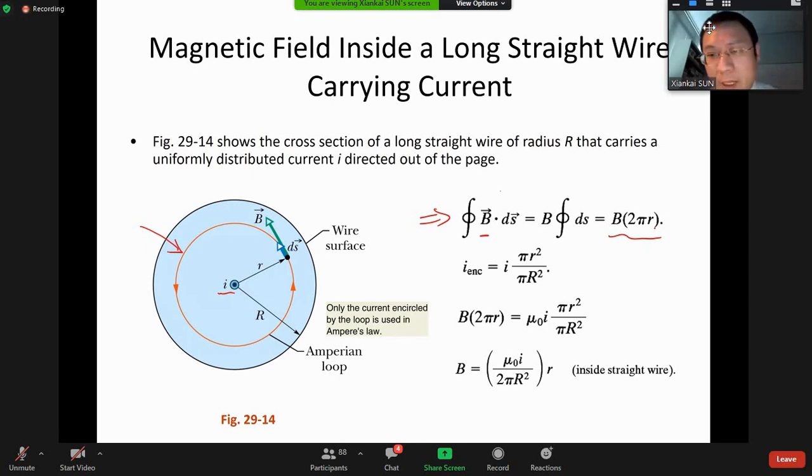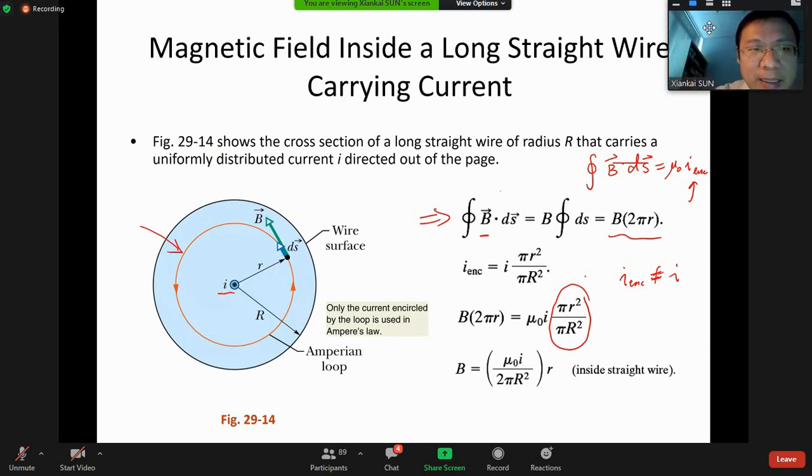All right. On the right hand side, remember for Ampere's law, this I is the enclosed current. Enclosed by what? Enclosed by the Ampere loop. So in this case, because this Ampere loop is inside this wire, this I is not equal to I anymore, but only a fraction of that. Only a fraction of that.